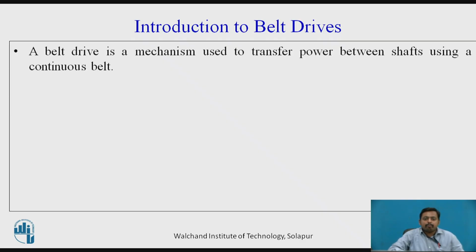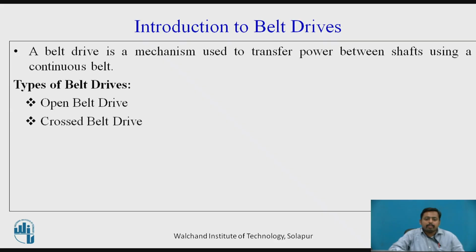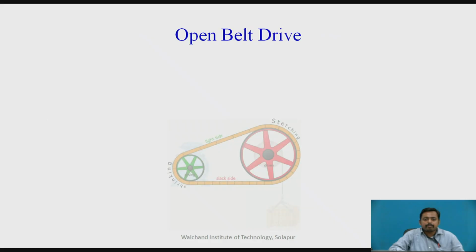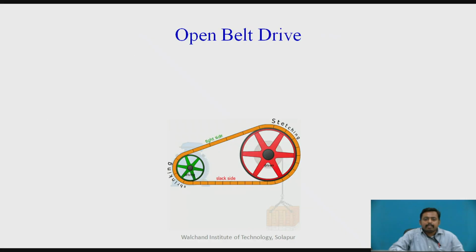So first we will understand what belt drives are. A belt drive is a mechanism used to transfer power between shafts using a continuous belt. Broadly, belts are categorized as open belt drive, crossed belt drive and combined belt drive. So we will understand what is meant by open belt drive.